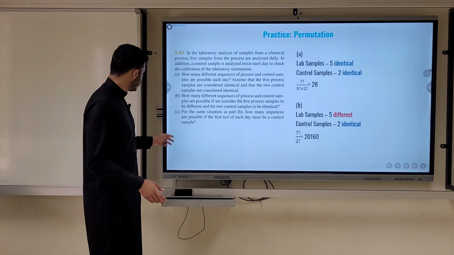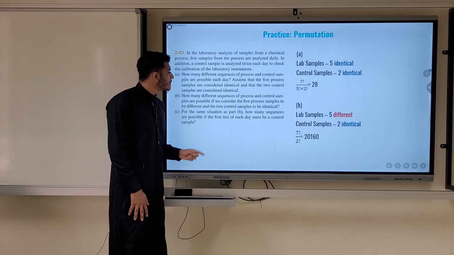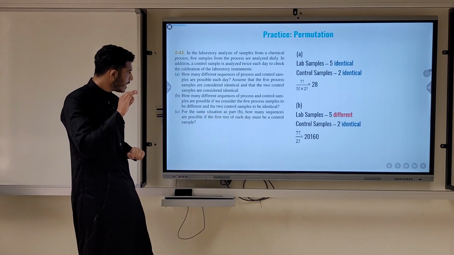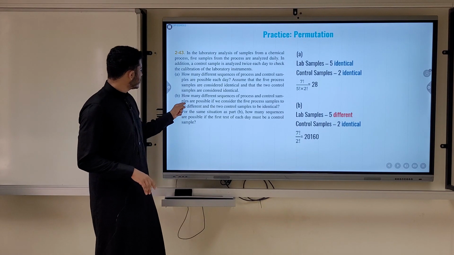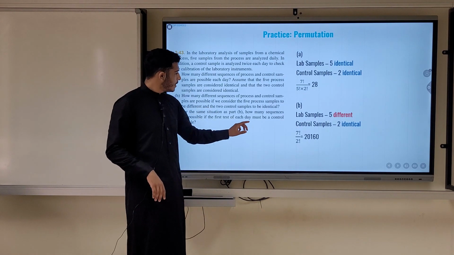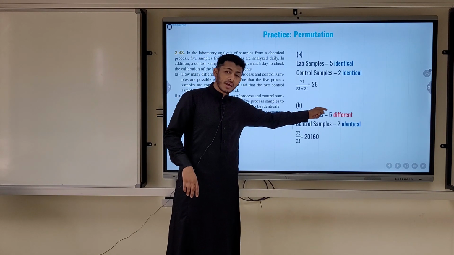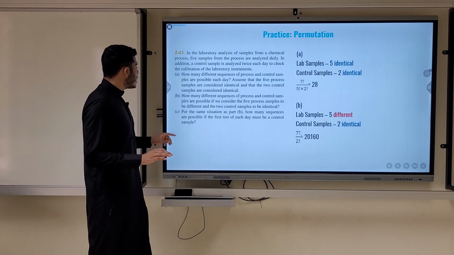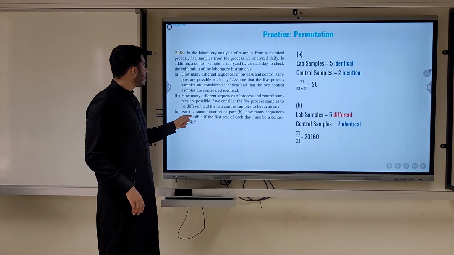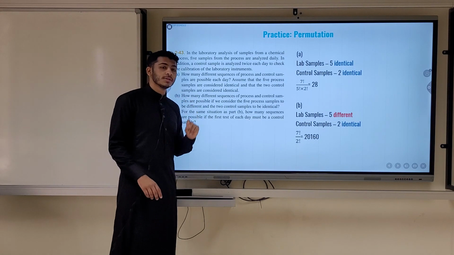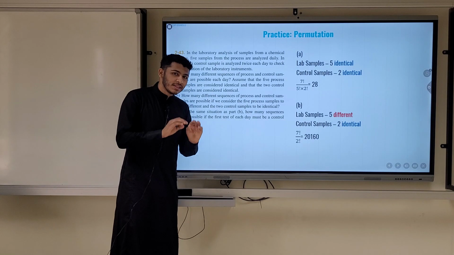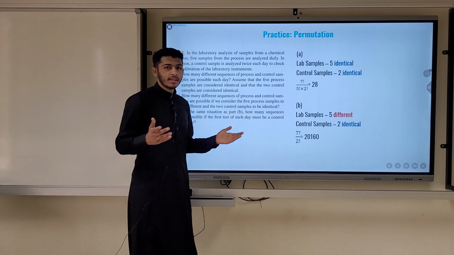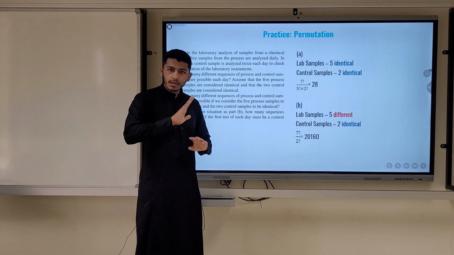Good. Now, the last question. For the same situation as part B, how many sequences are possible if the first test of each day must be a control sample? It told us, for the same situation as in part B, that the 5 lab samples are different and the 2 control samples are identical. However, the first test each day must be a control sample. So we know for a fact that the first test each day is from the control sample. If we take one of the control samples, we end up with 1 control sample.